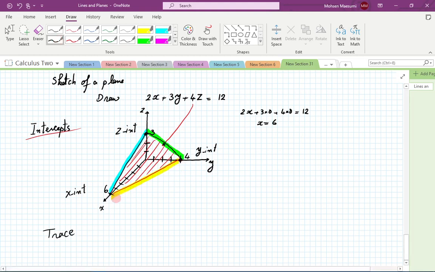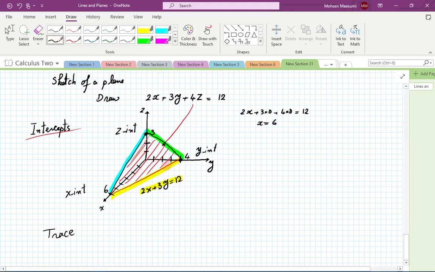So for example, where is this yellow line? Well, the yellow line is on the xy coordinate plane. On the xy coordinate plane, z is 0. If I replace z by 0, I get the equation of this yellow one, that is 2x plus 3y equal to 12. 2x plus 3y equal to 12 has an x-intercept and a y-intercept. I draw it as I would have drawn it back in high school in college algebra, and this is just a copy of that. So that is the equation of this trace.